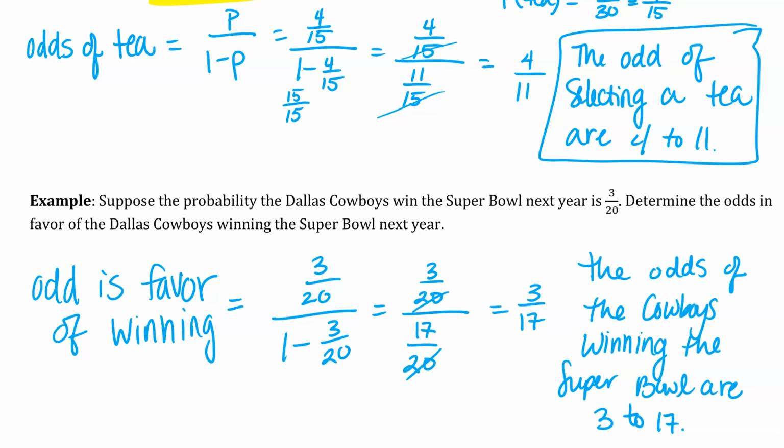All right, so I got that the odds of the Cowboys winning the Super Bowl are 3 to 17. Of course, this is not factual data.